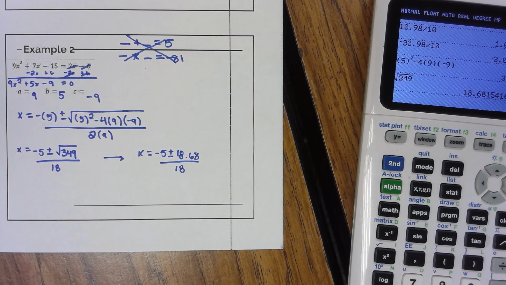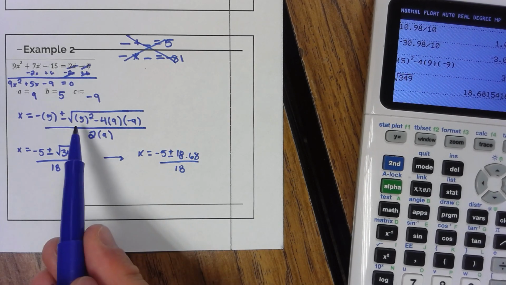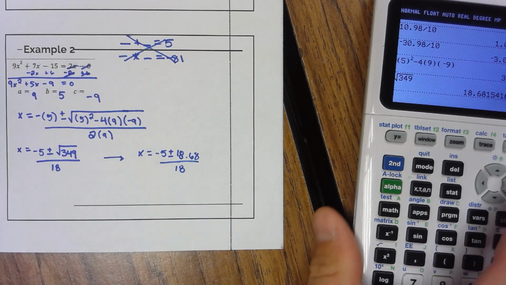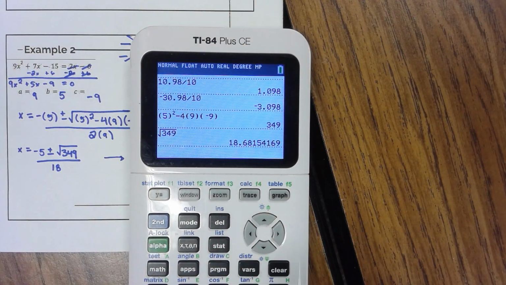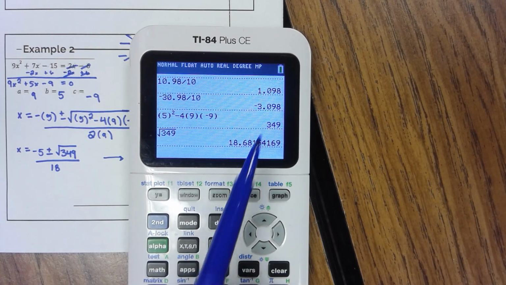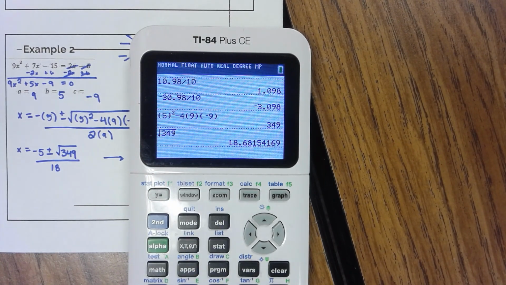Yeah, Dean, what you got? So I got 349 by doing the 5 squared minus 4 times 9 times negative 9. All of that I just did in the calculator here. So 5 squared and then minus 4 times 9 times negative 9 is 349.